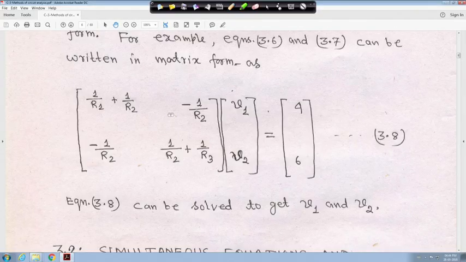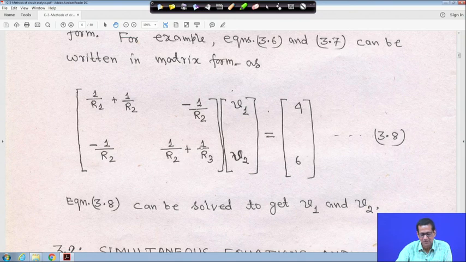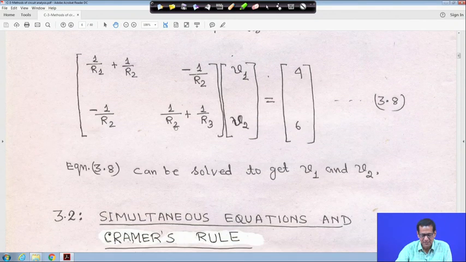So come back again, right? So that's why these two equations you can write in the matrix form, right? So it is 1/r1 + 1/r2, and this is -1/r2, and here it is -1/r2, 1/r2 + 1/r3, [v1, v2] is equal to [4, 6]. So these two equations can be solved, right?